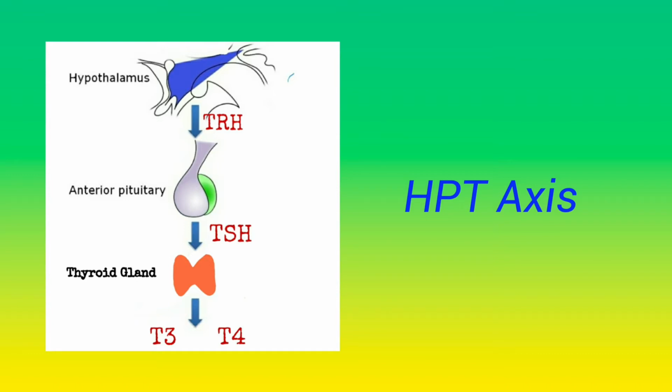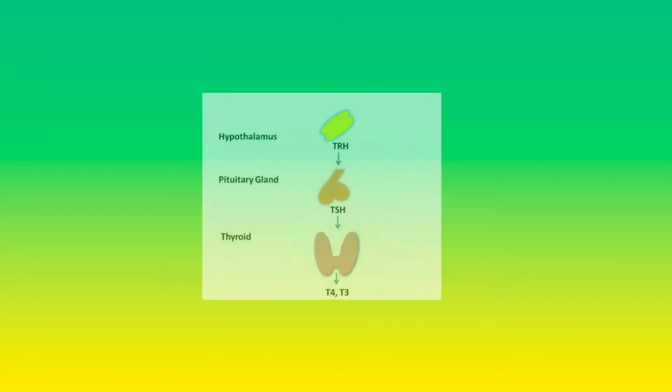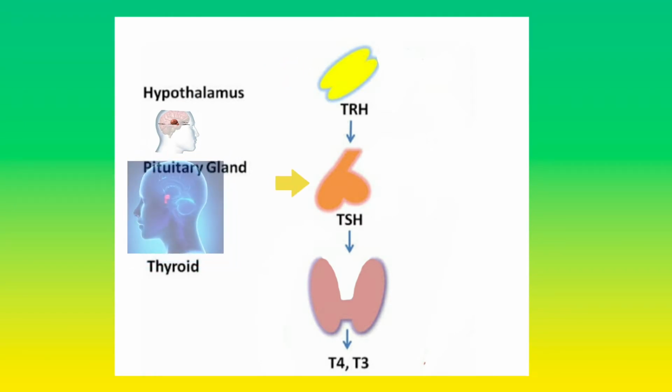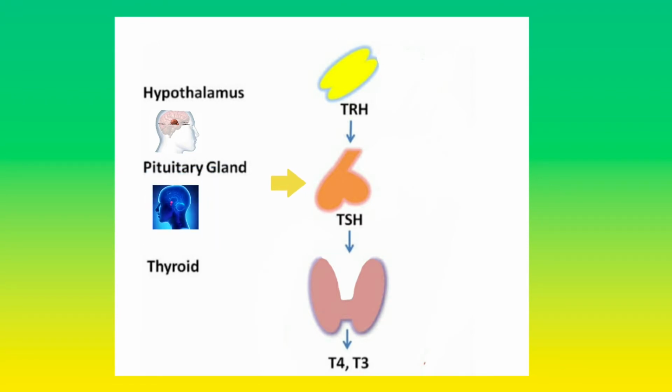As you can see in the diagram, the HPT axis is a part of the endocrine system responsible for the regulation of metabolism. The hypothalamus produces and secretes thyrotropin releasing hormone, or TRH, which travels to the pituitary gland, which is the master gland of the endocrine system, and it is located at the base of the brain. Now, this TRH stimulates the pituitary to release TSH.